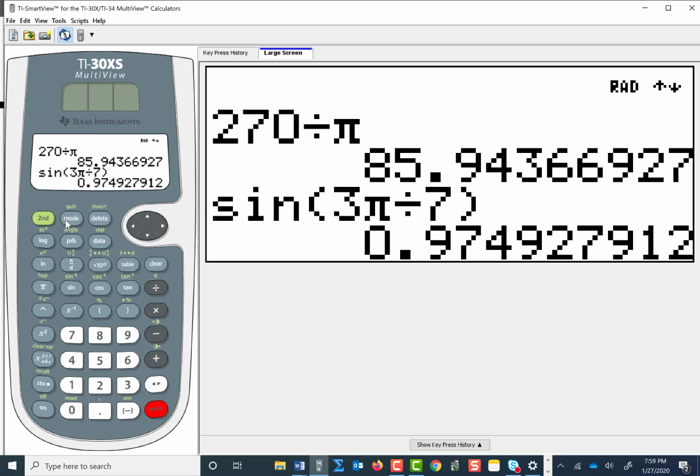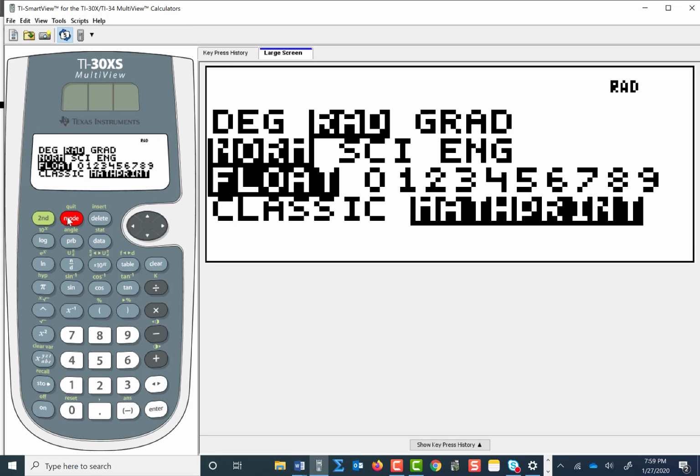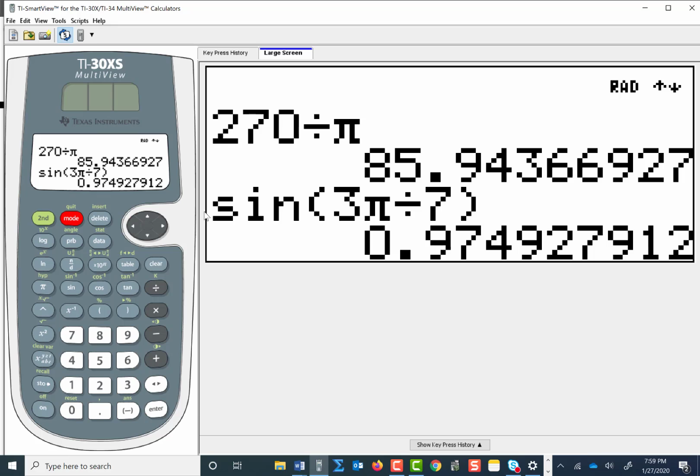So if I pull up my calculator, I want to make sure that it's in radians. I think some of you did not change the mode. So I'm just going to type in the sine of 3 pi over 7, and I get 0.975 if I round. So that's where that one came from. So let's go to the next one.